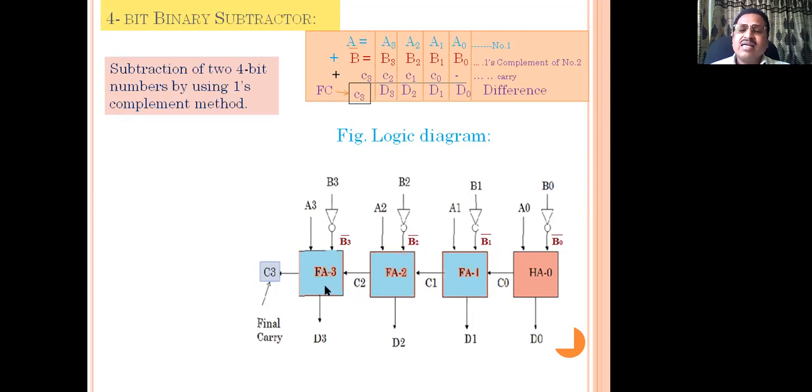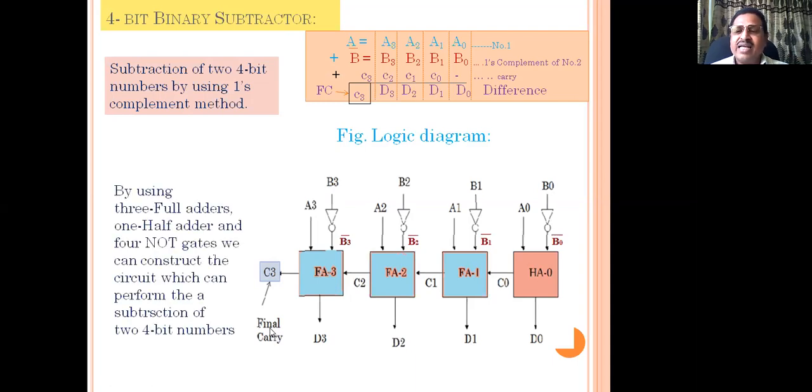Full adder number 3 will add the last bit A3 and B3 bar, obtained from bit B3 through the NOT gate, along with carry C2. The result of addition is the sum, labeled as the fourth bit of the difference, and any carry C3 is the final carry. This final carry will tell whether the answer is negative or positive. In the ones complement method, we know that if the final carry is present, the answer is positive. You have to add this end carry back to the bits.